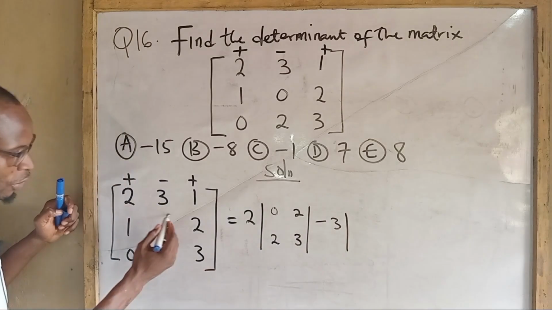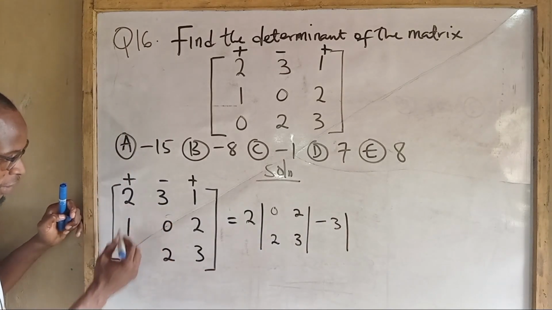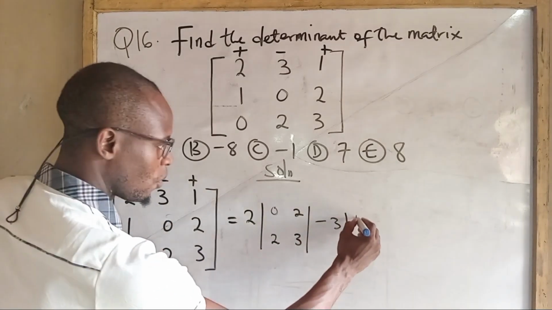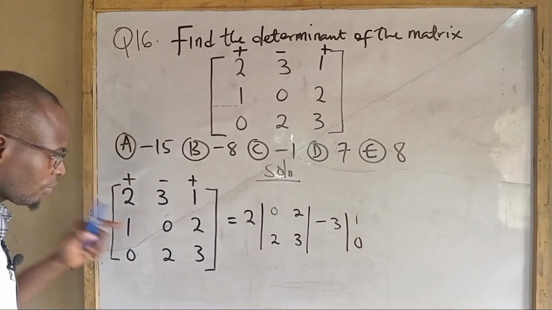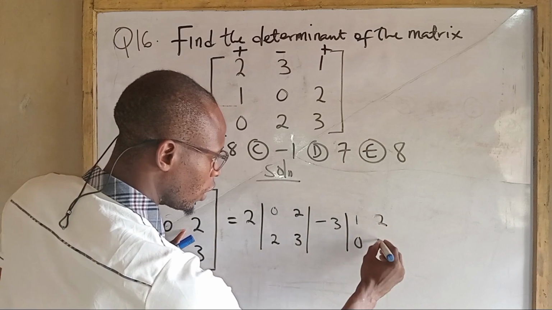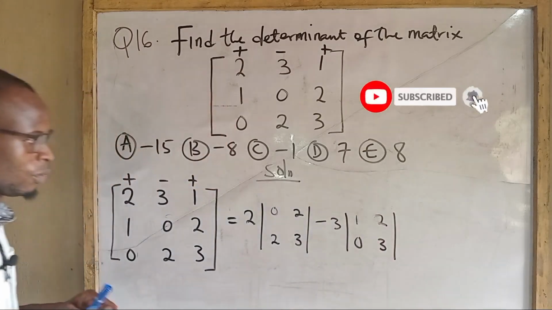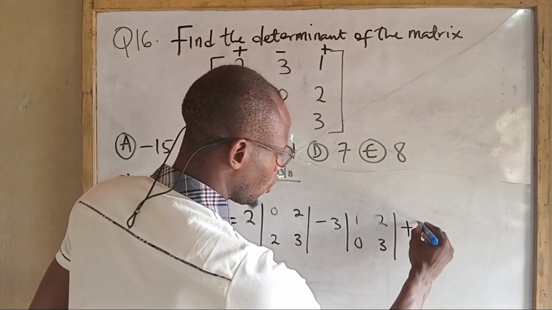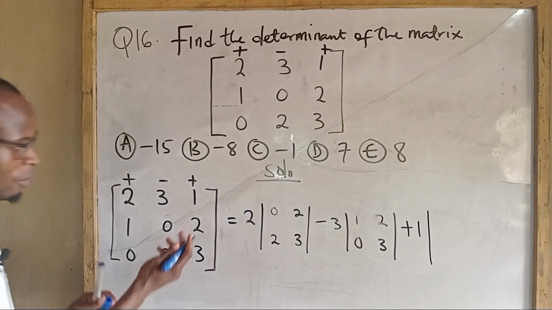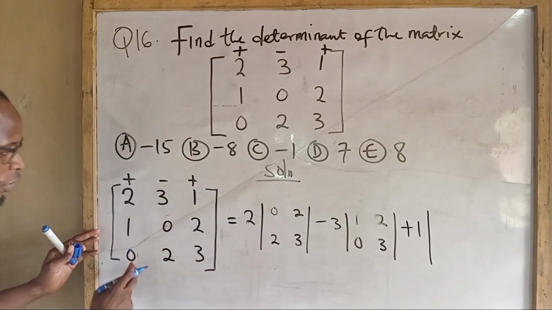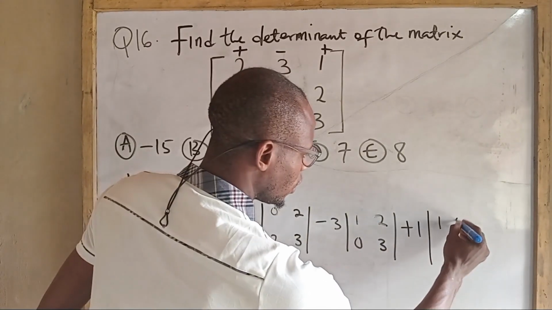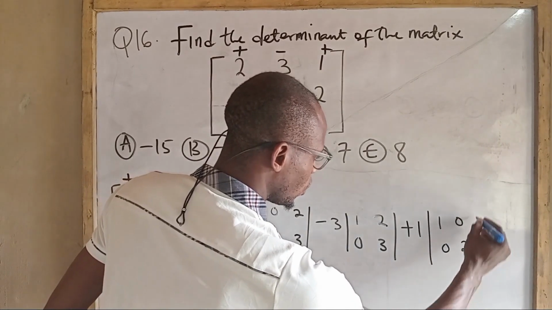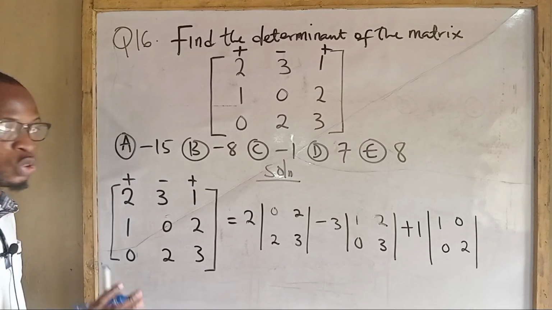You won't also take the number that falls under it. You take this and you take this. That's 1, 0, 2, and what? 3. Good. Then you take the last one, which is plus 1. You won't take the number under it. You take this 1, 0, 0, 2. So after getting that, now you evaluate the 2 by 2 matrix.